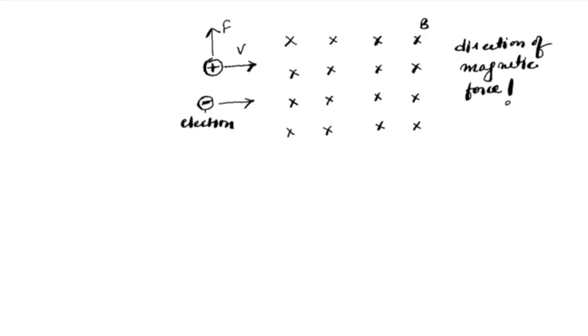For an electron, just flip it. That is why whenever there are questions involving an electron, I solve it for the positive charge and then I flip the direction. So it was upwards for a positive charge, then for the electron it will be downwards. That way we can solve this problem. So the electron will feel a force downwards.